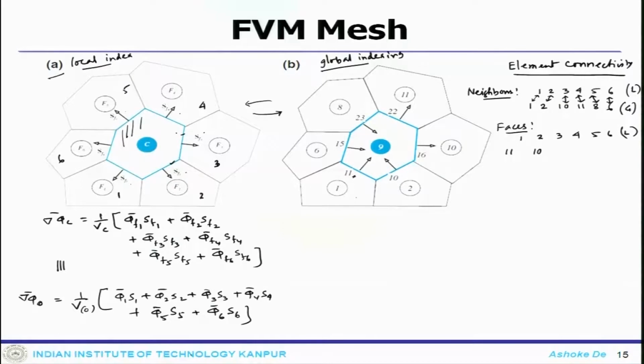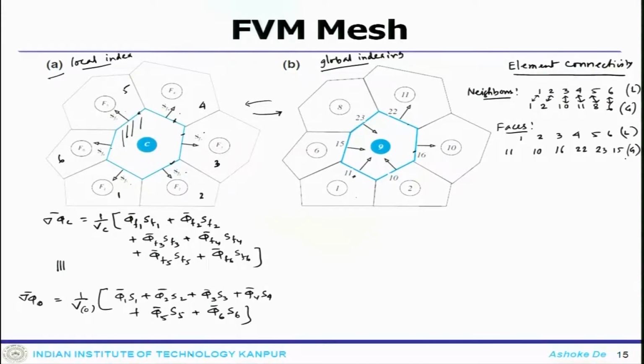Similarly, this is my face 3, global number of the face is 16. Face 4, global number of the face 4 is 22. Face 5, global number is 23. Face 6, global number is 15. So, that is the global indexing.